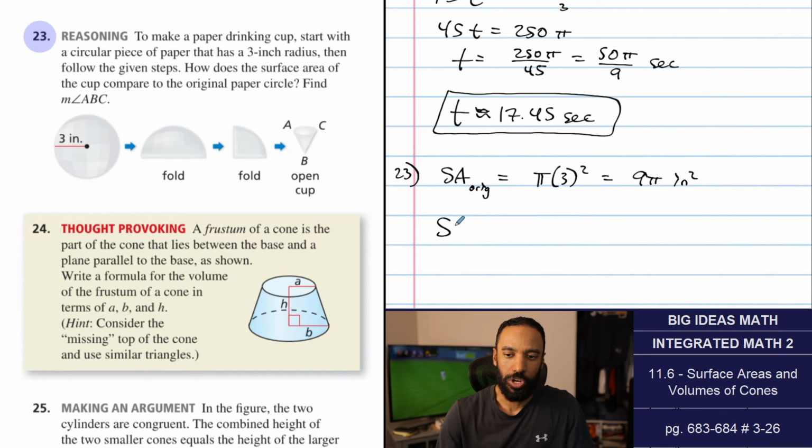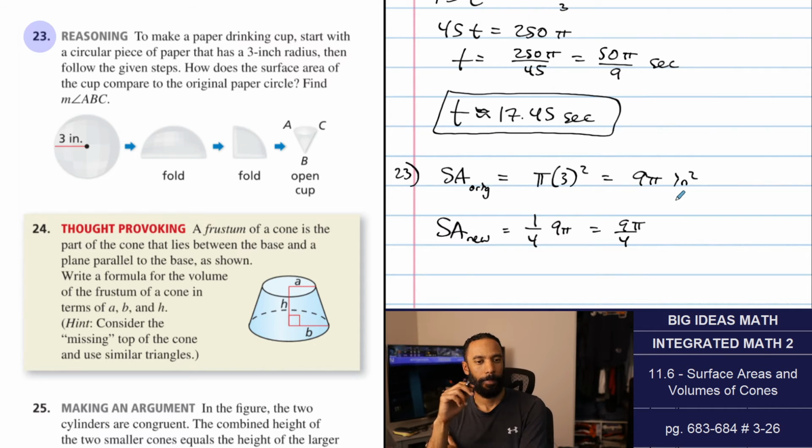The surface area of the new, there are 2 folds. That leads to a quarter circle. So it's going to be 1/4 of 9 pi, which is 9/4 pi. Now, the question is, does that thing connect perfectly there? It says open cup. Oh.